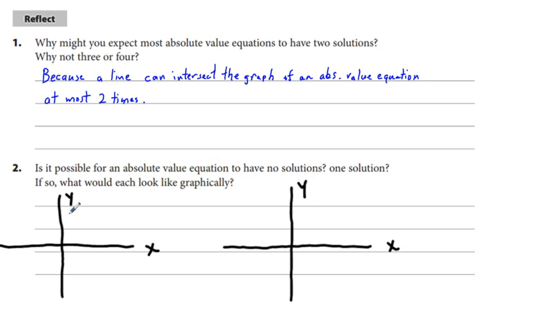In the first instance, if we graph an absolute value function, and we have a horizontal line that does not touch the graph of the absolute value function, that would be an example of no solutions.